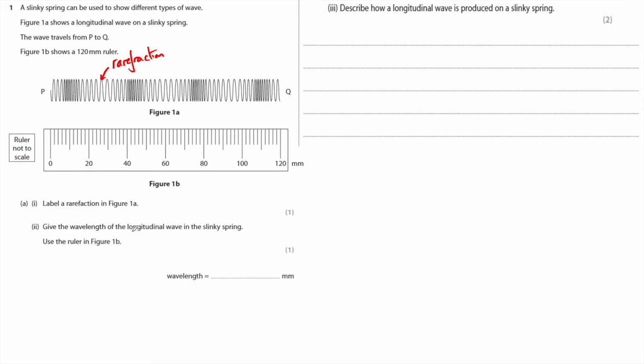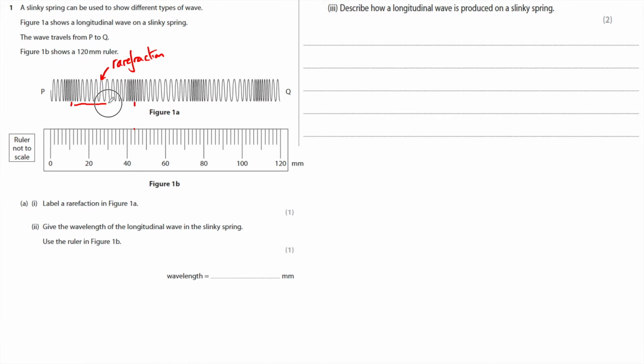Give the wavelength of a longitudinal wave in the slinky spring. Now, it's much easier to see the centre of a compression than the centre of a rarefaction. In your exam, you have a ruler. It's much more tricky for me to do this. But a wavelength is easy to measure from the centre of a compression rather than the centre of a rarefaction.